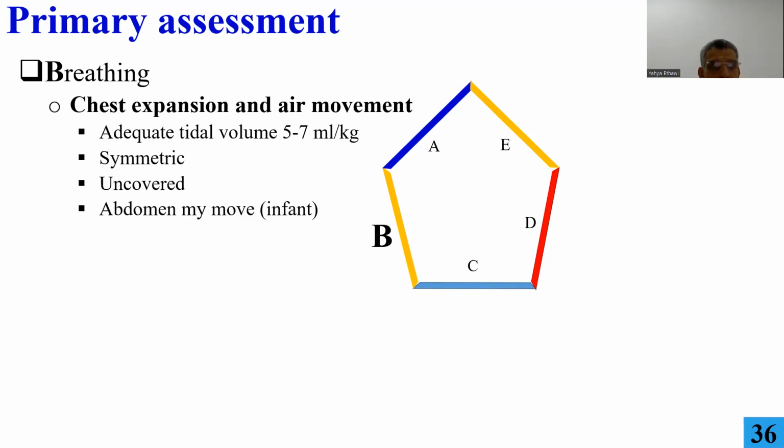I read your name. So, your heart rate, respiratory rate, your breathing effort. Now, your chest expansion and air movement. The tidal volume in children is 5 to 7 ml per kg. So if the child is 10 kilograms, he's taking 50 to 70 ml. So that's adequate tidal volume when we look at the monitor and the ventilator. It should be symmetrical.